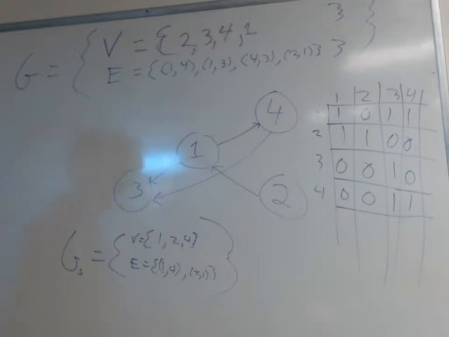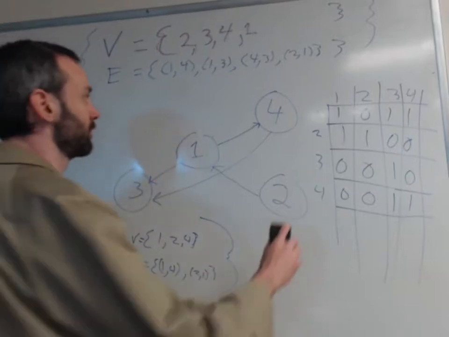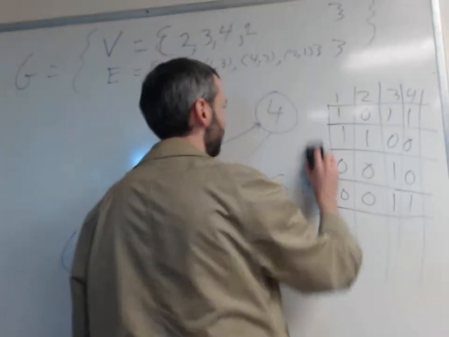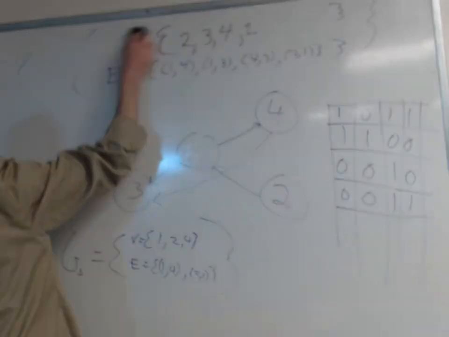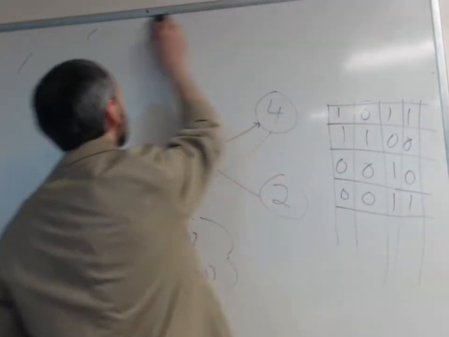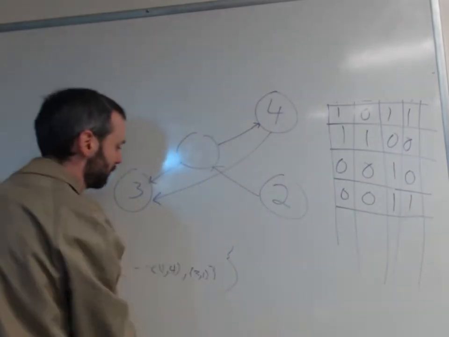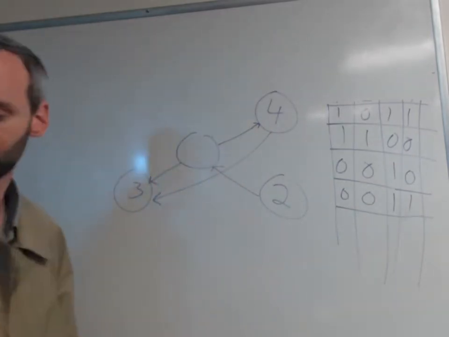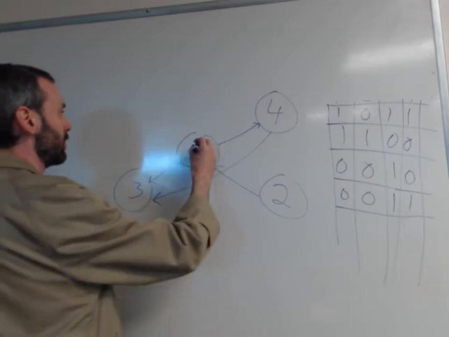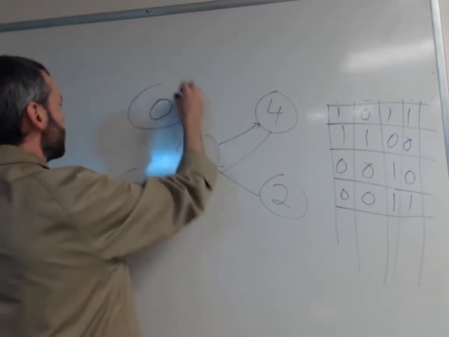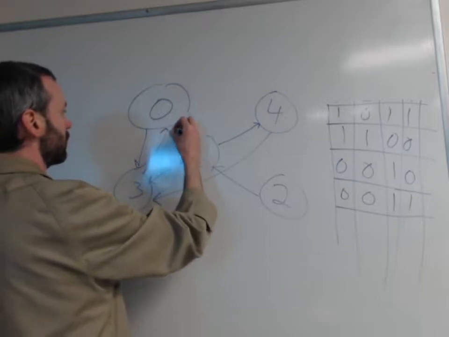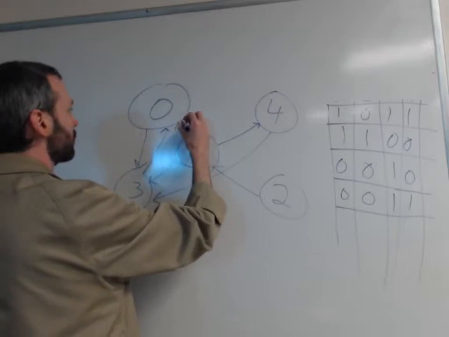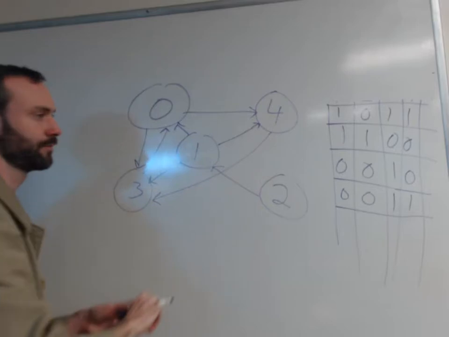I despise this representation, so we're going to change it. First off, it doesn't start at 0 like it should. So I'm going to erase this up here. I'll go ahead and put a 1 right here just for the sake of it. We'll make node 0 up here, like there always should be.